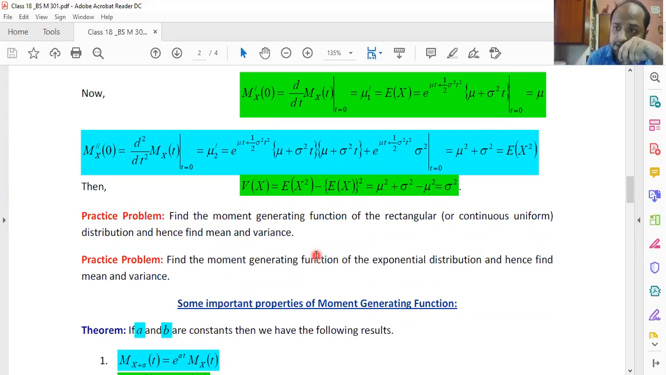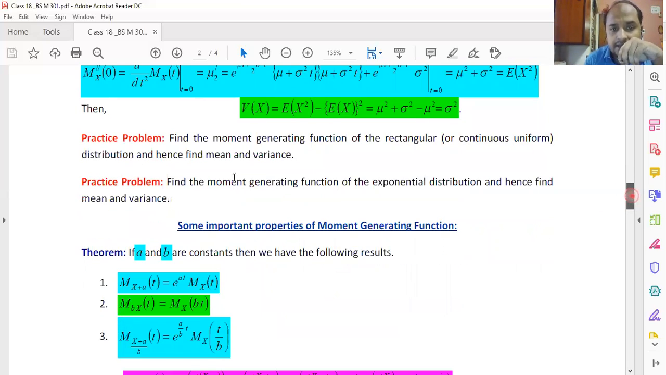Both these probability distributions are actually known to you. Rectangular distribution is known to you. You have done the problem. You have also solved problems in the examination. Exponential distribution is also known to you, and you know very well that exponential distribution is also a special case of gamma distribution. So you try to solve these two problems. It is my request. Okay, just for practice purpose. If you find any difficulties in calculation, you always can ping me.